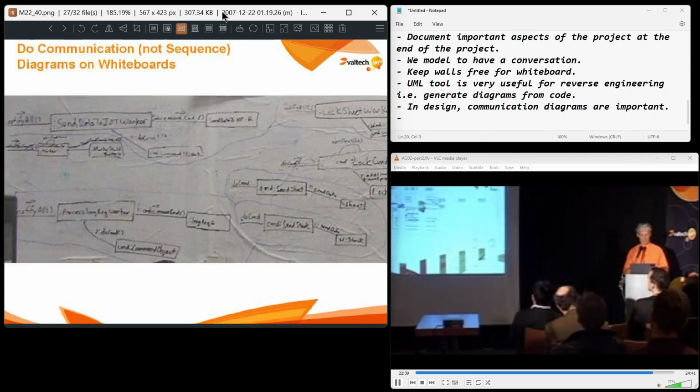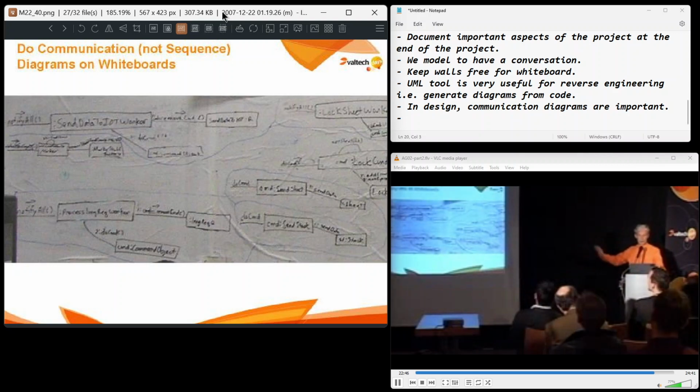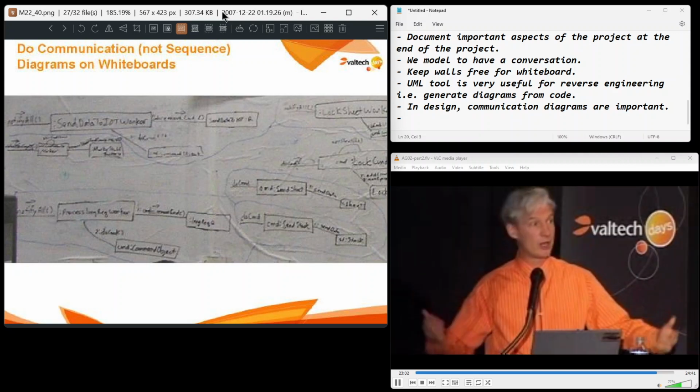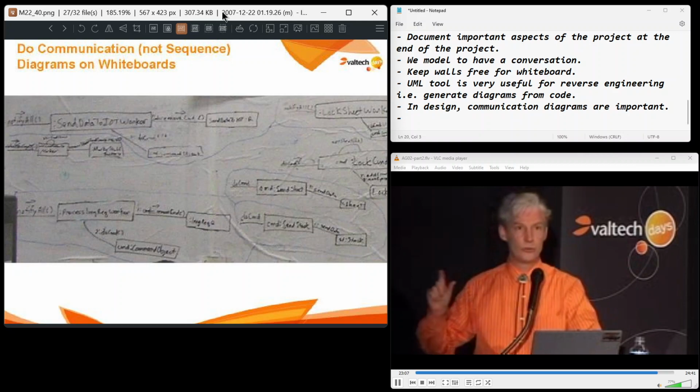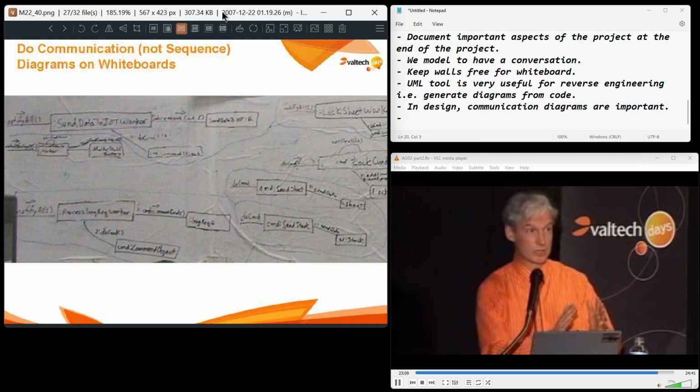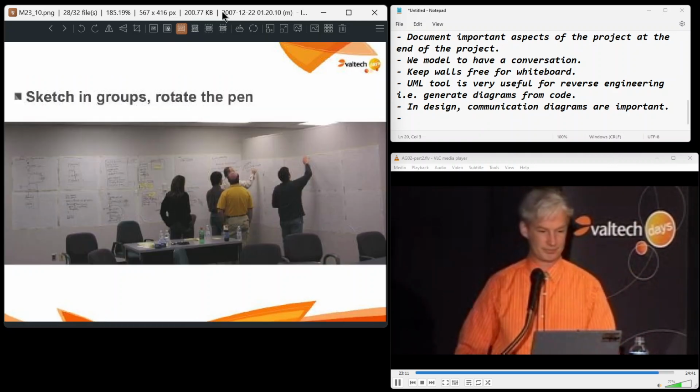A few tips for hand sketching. Sketches in parallel, we've talked about that already. When you're working at a whiteboard, do not do sequence diagrams, if you know what I mean by a sequence diagram. Sequence diagrams are good for reverse engineered documentation, but they're terribly space inefficient. They consume whiteboard space very quickly, and they're very hard to change. And when you're sketching and changing sketches, use communication diagrams, which are much more space efficient and easy to change.